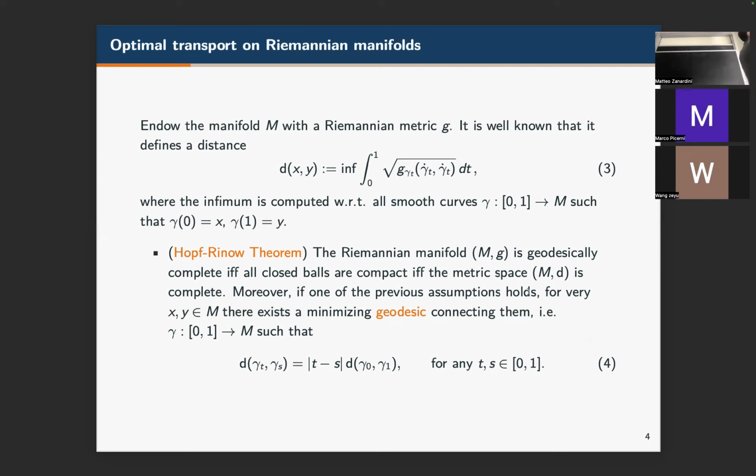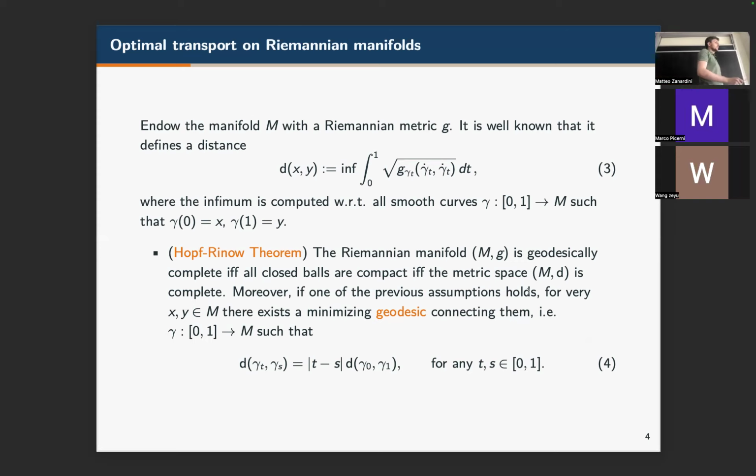Just smooth curves from 0 to 1 in M. And you take the infimum of the length, which is precisely the integral of the speed, the square root of the scalar product with itself. Okay, this defines the distance. I mean, it's just an infimum. You can check the triangular inequality and so on.